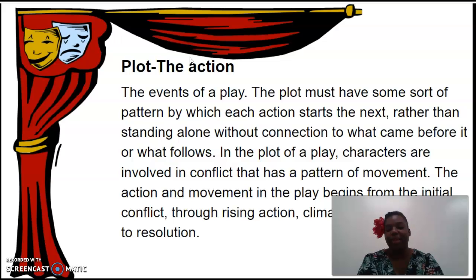In the plot of a play, characters are involved in conflict that has a pattern or movement. The action and movement in the play begins in the initial conflict through rising action, climax, falling action, and resolution.